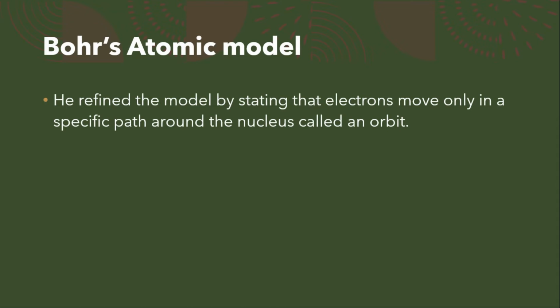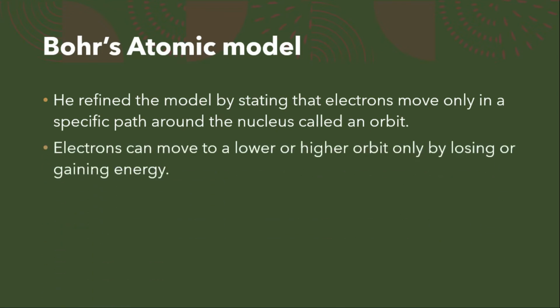Thomson. He agreed that the planetary model is somewhat correct, but he refined the model by stating that the electrons are actually moving in a specific path around the nucleus, and he called this path the orbit. Other names are also given to orbit: it's called shell, it's called energy level. Electrons move from a lower orbit to a higher orbit only by gaining or losing energy. So it was also seen that electrons are able to change their orbit at times.